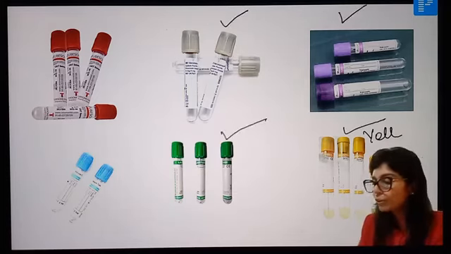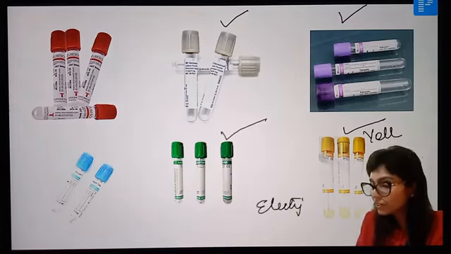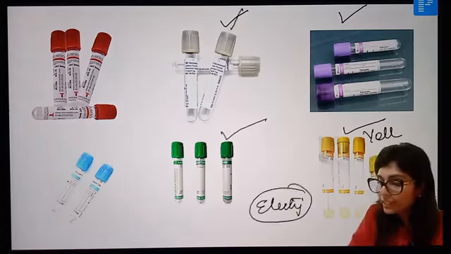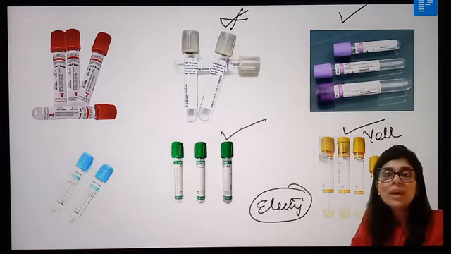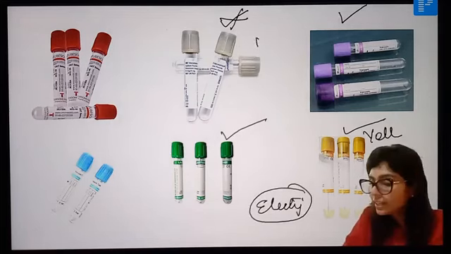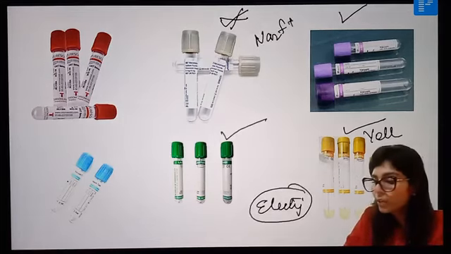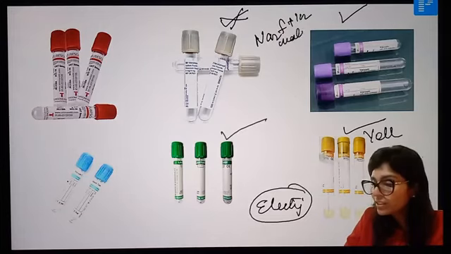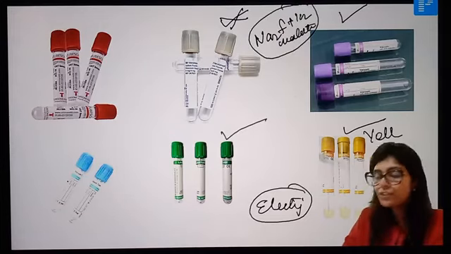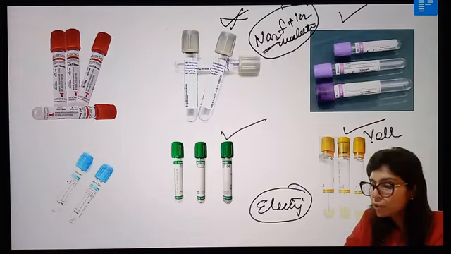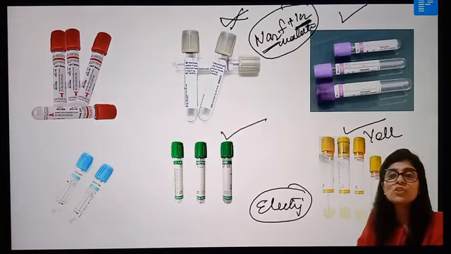So tell me, what will you use for electrolyte estimation? You're not supposed to use a grey top tube. You should ask me why. Why should you not use a grey top tube? Because it has got sodium fluoride and potassium oxalate. If you use this tube for electrolyte estimation, sodium values and potassium values will be falsely elevated.